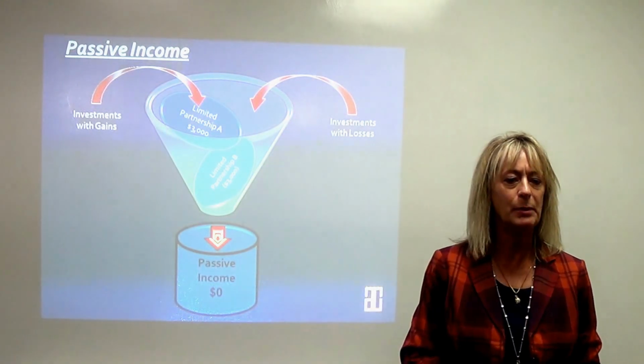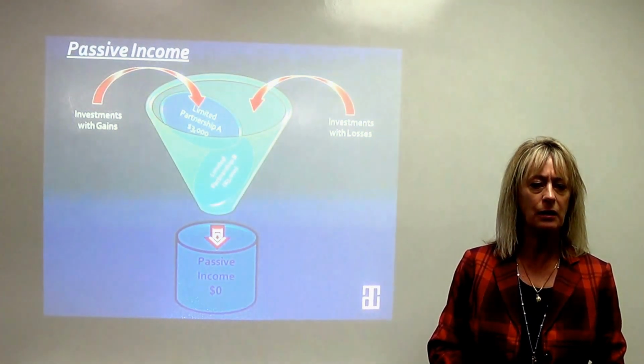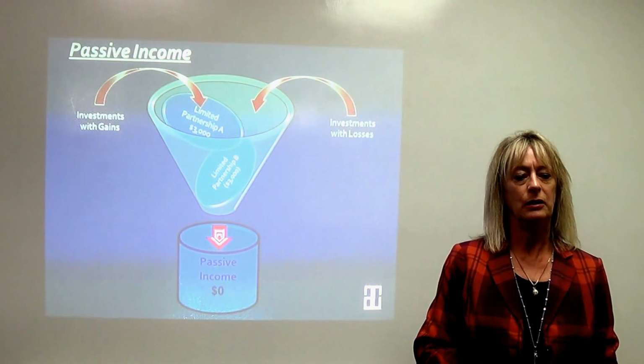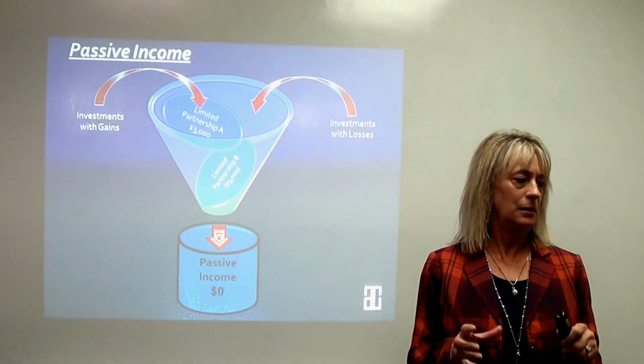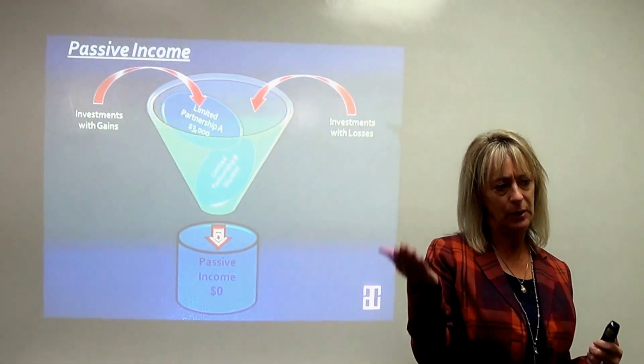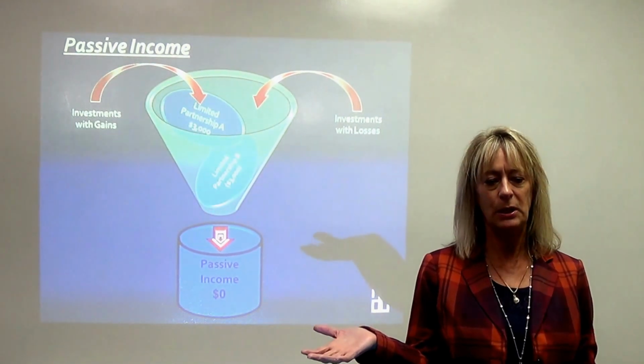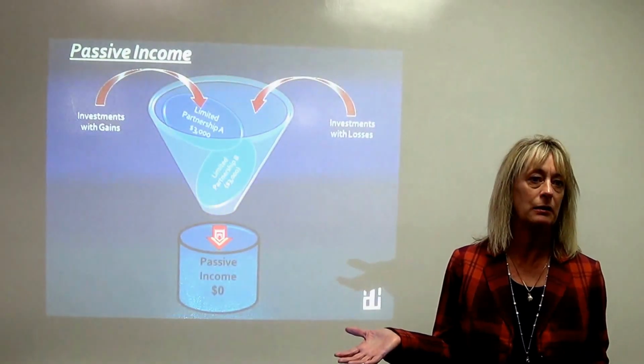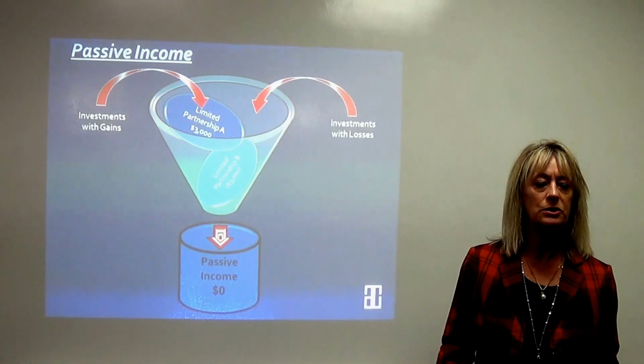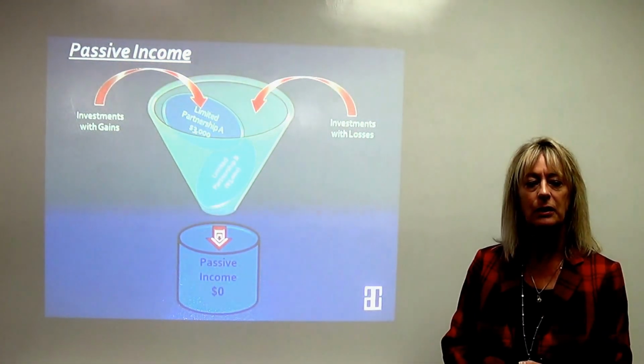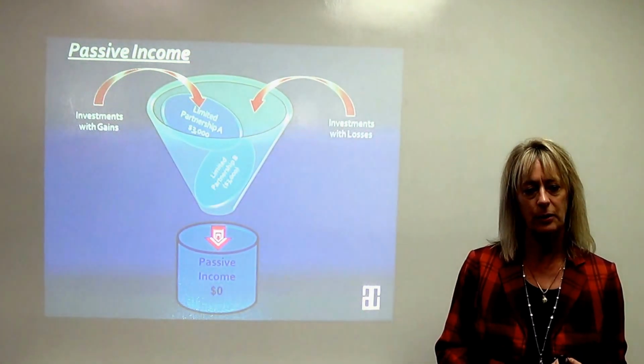Okay, so here's our bucket. Investments with gains, investments with losses. You put those all in one bucket and it can't be less than 0. It might be a positive number because maybe partnership B didn't have a loss, maybe it had income. But you have to remember the passive income bucket cannot go below 0.